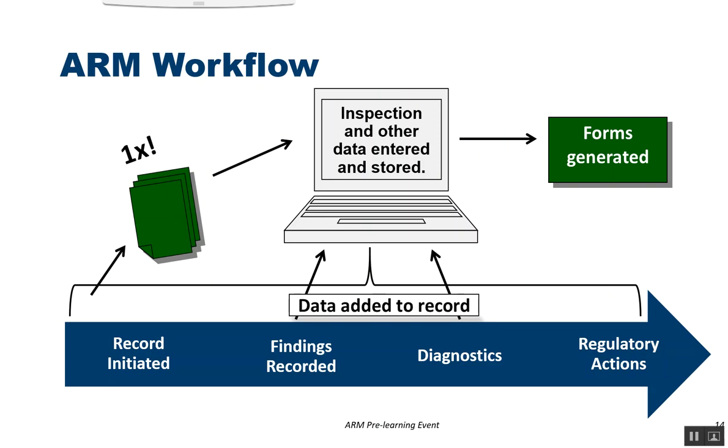So again, you record your initial information, you enter that one time, and then you record your findings, and that data is pre-populated from your records. Again, when you create a diagnostic request or a commodity determination, that record and findings information will follow the process into diagnostic request and also regulatory action. So if you need to issue an EAN, you can do that as well, and the forms can be generated in PDF format from ARM, so you have that option as well.